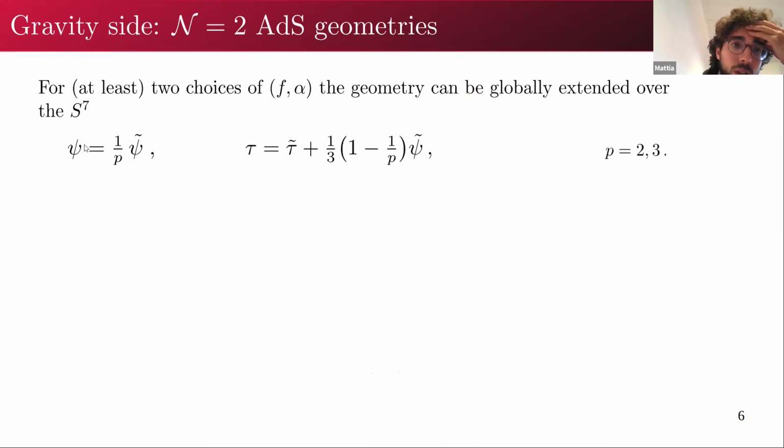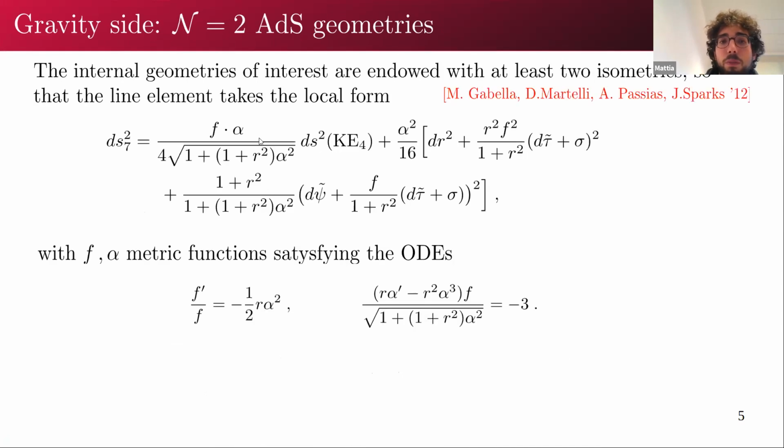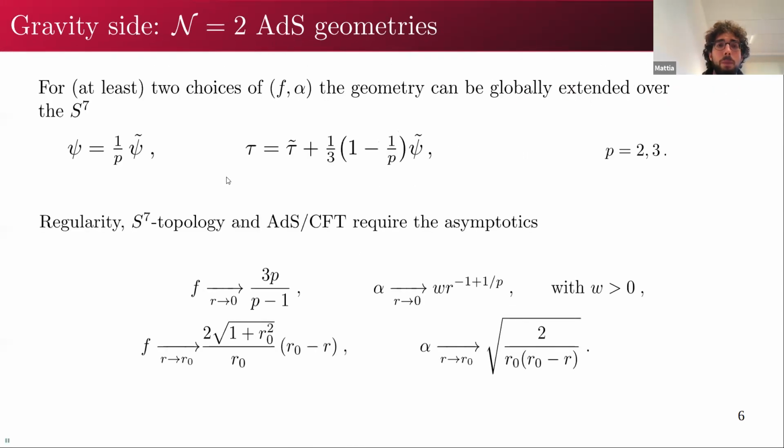Let me also mention that this analysis carried out so far was local, so one should find a way to promote these local coordinates to global ones, and we found at least two in the paper. But more importantly, of course, I wasn't completely correct, because we should demand that the manifold has S7 topology, since these functions f and alpha are in principle still free to do whatever they want. But if we now demand S7 topology, regularity of the solution and satisfaction of some AdS/CFT properties, then the metric functions f and alpha obey some very specific boundary conditions next to the endpoints of the interval, 0 and r naught. And these will prove to be very useful for what follows.